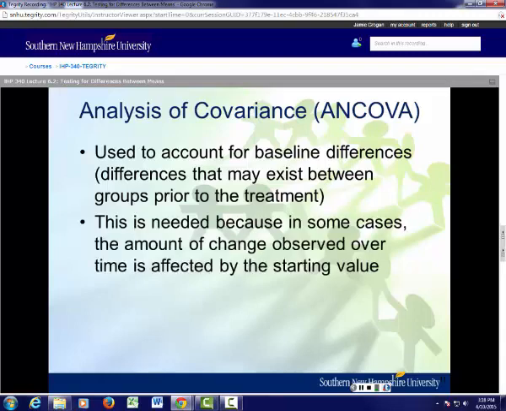And you need to do this because sometimes the amount of change you see over time is affected by where people start. This is a very classic situation that happens in exercise training studies, because sometimes you take a more fit person and you have them do an exercise program, you're not going to see much change. But you take a very sedentary person, you put them on an exercise training program, you're going to see them change by a lot. And so sometimes you need to adjust for these baseline differences.